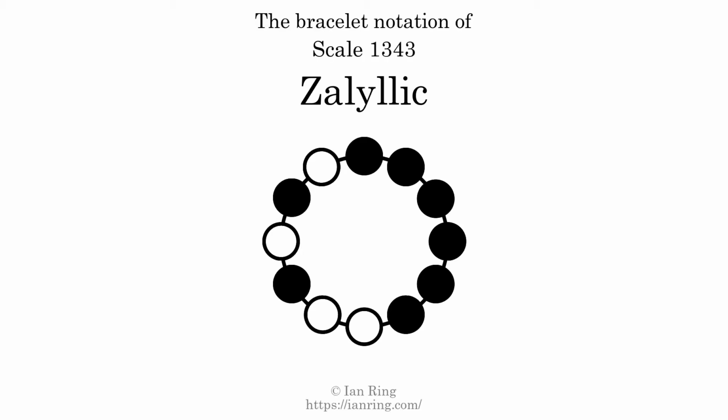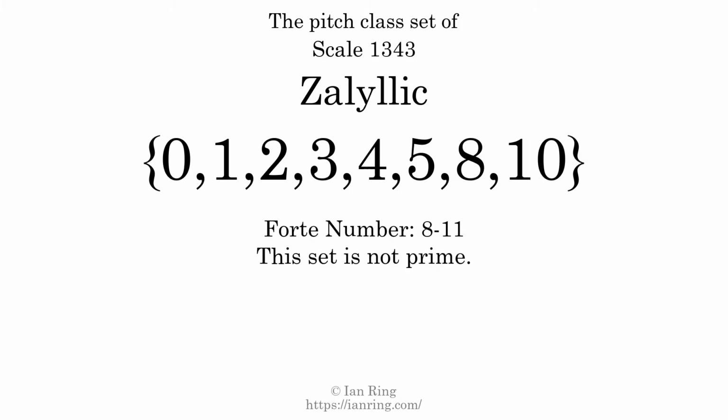This is a bracelet notation diagram of scale 1343. The shaded circles represent tones that appear in the scale, and they are read clockwise, starting at the top. The pitch class set for this scale is 0, 1, 2, 3, 4, 5, 8, 10. The forte class is 8-11. This set is not prime.